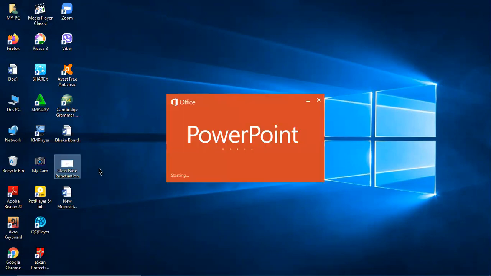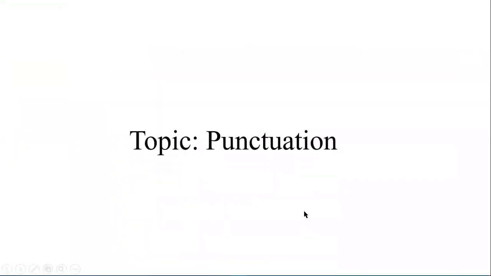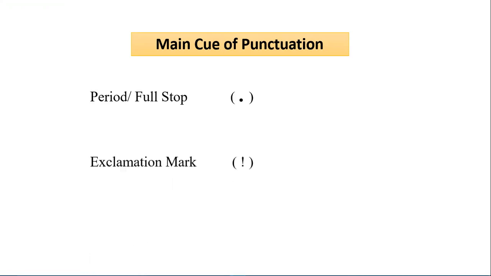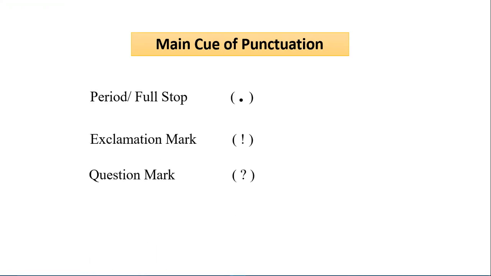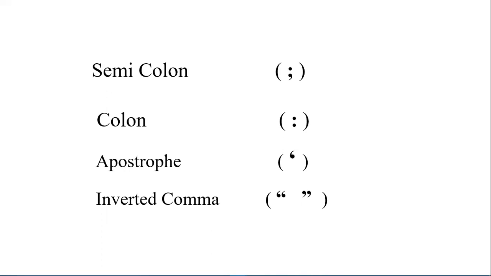So, dear students, I have already told you that today I want to discuss punctuation. What are the main cues of punctuation? Look at the period, full stop, exclamation mark, question mark, comma, semicolon, colon, apostrophe, inverted comma. These are all the punctuation marks that will be completely discussed today.